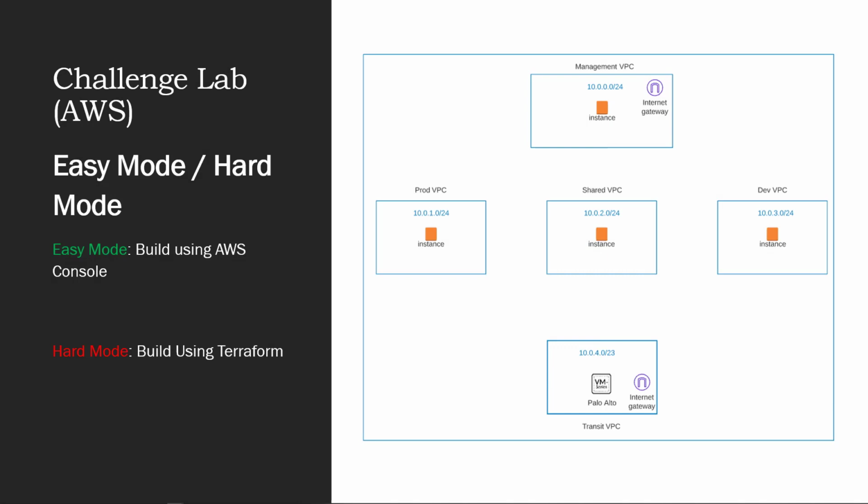Now I've tagged the original lab as easy mode, but rest assured that it's not easy, especially for cloud beginners. It may take some trial and error and research to even get the cloud native stuff built before you even start on the firewall. Hard mode is to build this entire lab in Terraform instead of using the AWS console, which means learning enough Terraform to build the resources, update route tables, everything that's needed to make this work.